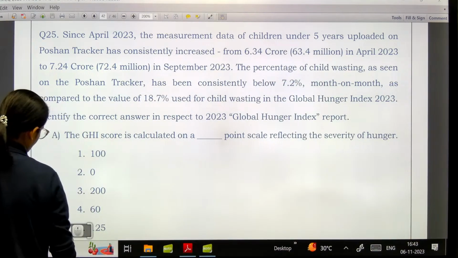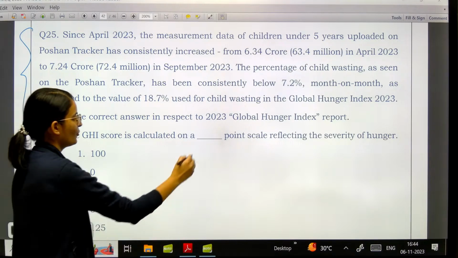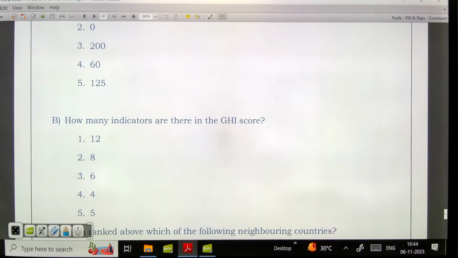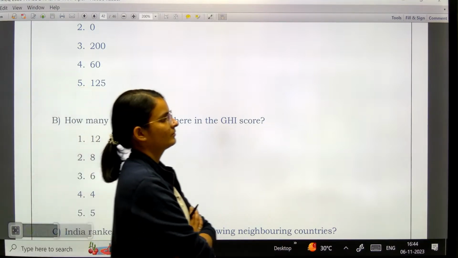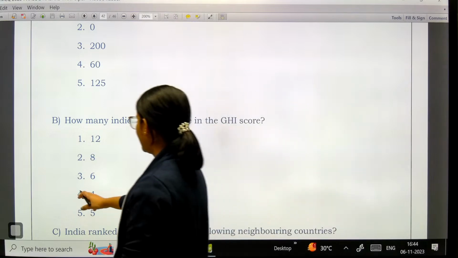So this paragraph is talking about the Global Hunger Index, and the Global Hunger Index score is calculated on a 100-point scale, okay, reflecting the severity of hunger. Next question. Question number B. How many indicators are there in the Global Hunger Index score calculation? Yes, 4 indicators are there.